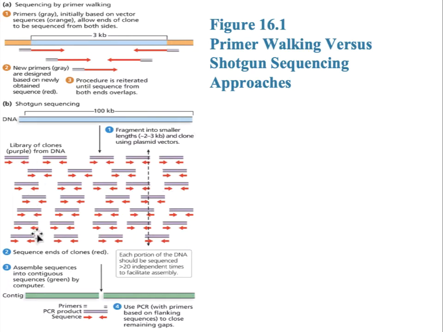Shotgun cloning generates lots of fragments through a random process that we'll talk about shortly, and then these fragments are sequenced only for their ends, the regions in red. The computer overlaps them to produce a contig. Now sometimes there may be gaps in the contig, but those gaps can be closed by further sequencing, or other techniques such as PCR walking.